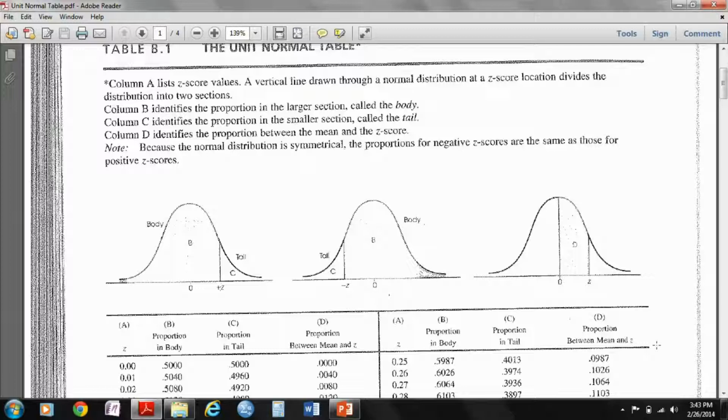Alright, so here we are at the unit normal table. And what we want to do is find, since we're doing a two-tailed test, the individuals that are in the lower or upper tails. Now we set our alpha level to 0.05, so it means we need to split that probability in two. So we're looking at what's our critical value that separates the top 2.5% and the bottom 2.5% from the remaining 95%.